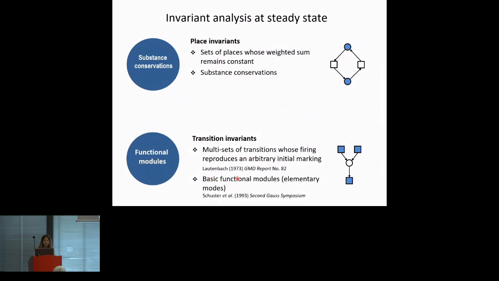And they have been defined by Kurt Lautenbach very early, but had no importance or only a low importance for Petri net theory. And 20 years later, Stefan Schuster could show that these transition invariants, which he called elementary modes, define basic functional modules in biological systems. And that was a great step in systems biology.